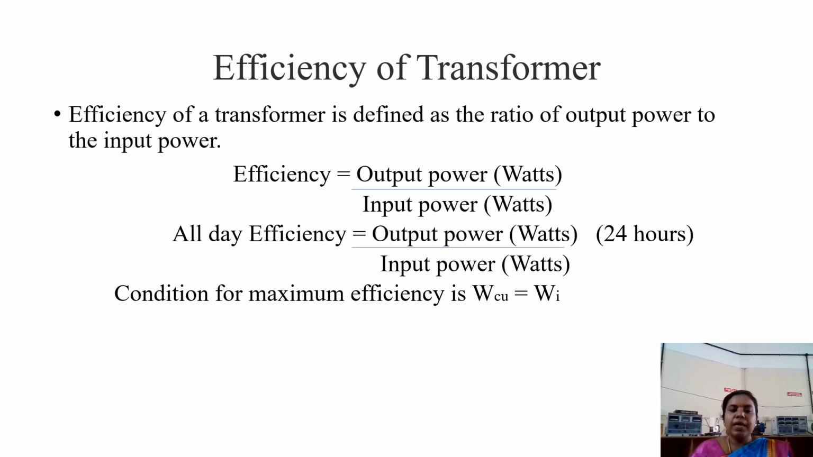So when can we achieve maximum efficiency in a transformer? Here WCU denotes the copper loss and WI denotes the iron loss. When these two losses are equal, we can achieve maximum efficiency in a transformer. So these are some of the basic details regarding transformers.